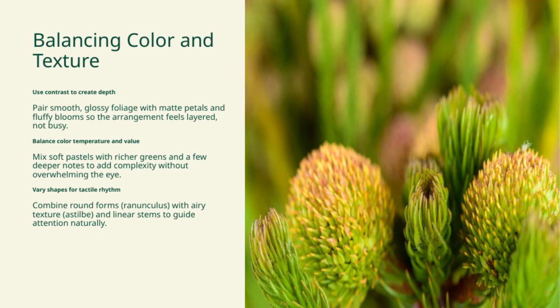Pairing smooth, glossy foliage with matte petals and fluffy blooms layers the textures, giving the arrangement depth without making it appear busy. Finally, using contrast strategically helps create depth. Whether it's through color, texture, or form, contrast makes certain elements pop and adds visual interest. Overall, balancing color and texture is key to achieving a refined, layered look that's engaging but not chaotic.